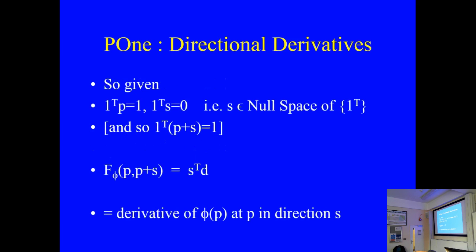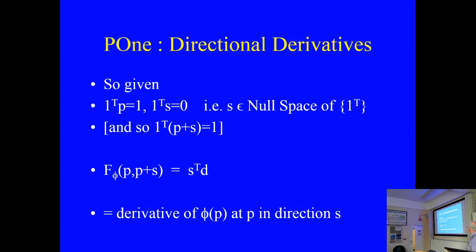So, given the constraint is satisfied by p and the vector S components sum to 0, so that S is in the null space of our constraint defining vector of 1s, and 1 transpose (p plus s) equals 1, we have in this term f(p, p plus s) equal to s transpose d, a derivative of phi at p in the direction s. The original definition was defining the derivative at p in the direction of another point q, which would normally be in the same constraint space.